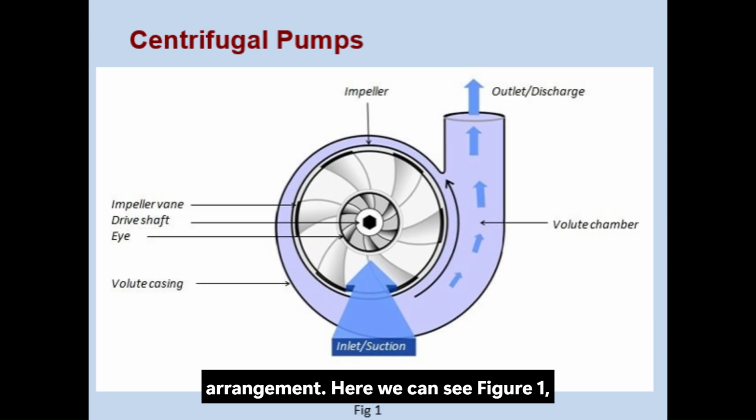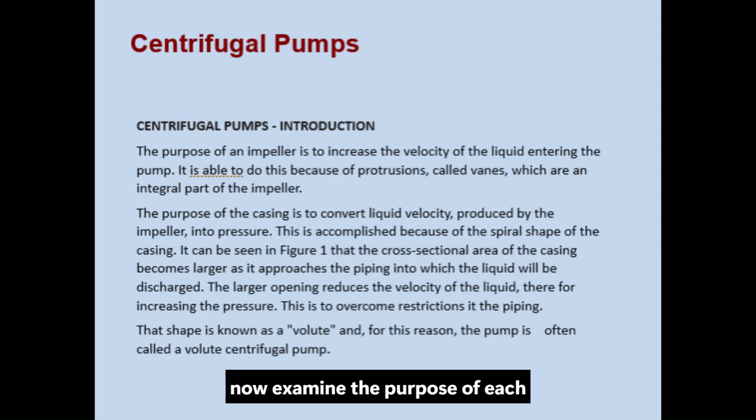Here we can see Figure 1, which illustrates the basic construction of a centrifugal pump. Notice how the impeller sits inside the spiral-shaped casing, also known as the volute. The liquid enters at the center, or eye, of the impeller and is discharged outward through the volute casing. This simple yet effective design is the foundation of all centrifugal pump operation. Let us now examine the purpose of each component in greater detail.